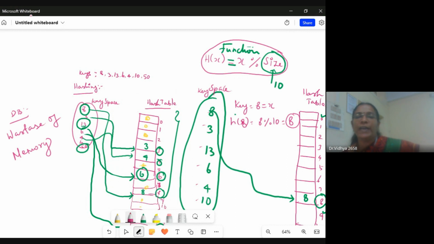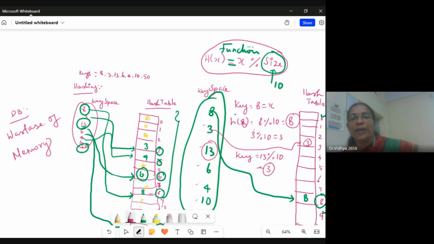Similarly, we can place 3. So 3 modulo division 10 is obviously 3. So you can move 3 to the location where the index is 3. Next we are coming to the value 13. Now the key is 13. Then 13 modulo division 10 is obviously 3.